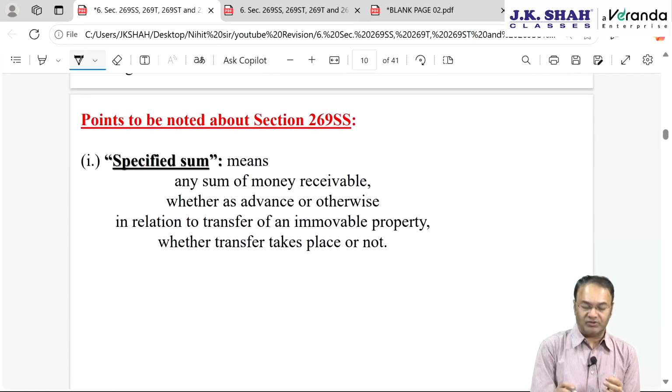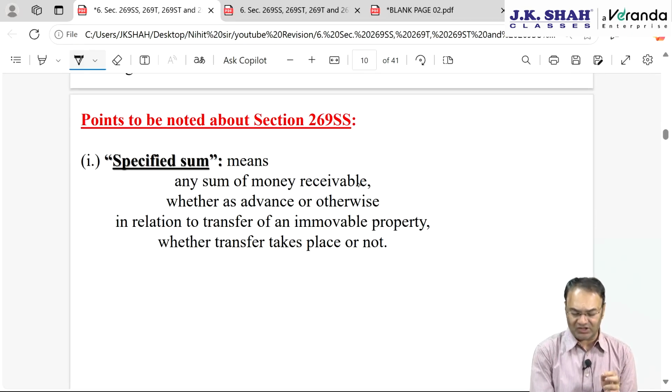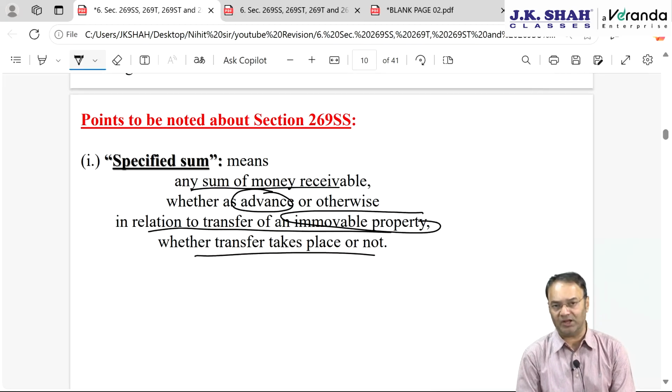Okay, some points to be noted. Clarification: what is a specified sum? Specified sum means an advance taken by any name called, to transfer immovable property, whether ultimately the transfer takes place or does not take place.